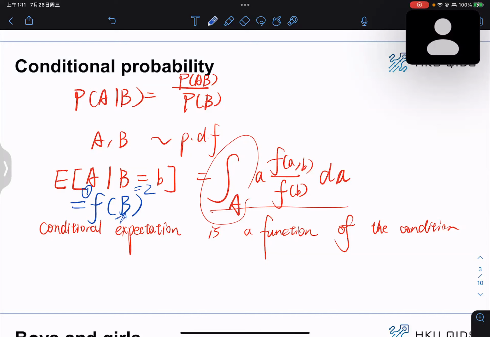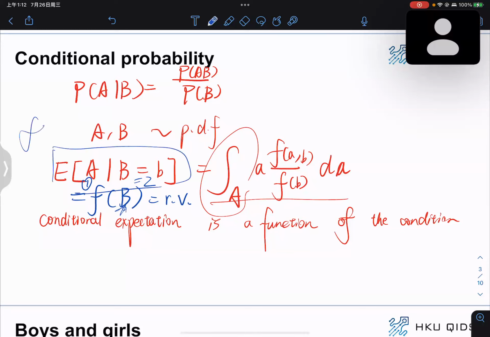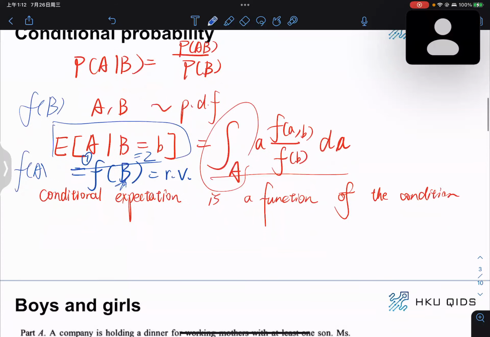Another thing is that a function is equal to a random variable, which means this expectation of A conditional on B is also a random variable. It's not a number. I want you to remember that so that when it comes to complex expectations, you know that you can write this as some function of B, not some function of A.